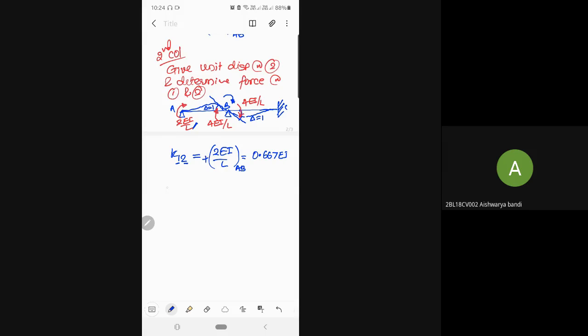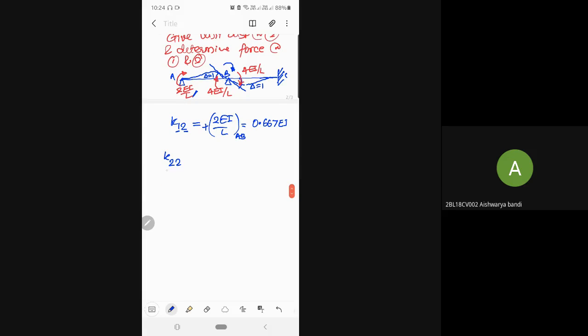Clear? Next value, K22. What is this K22? I am calculating force at 2 due to unit displacement at 2. Still your unit displacement is at 2 and I'm calculating force at 2. So what is that force at 2? 2 is at B. But at B there are two values of forces, 4EI by L and 4EI by L, because at B you have two members connected. So both have forces of 4EI by L each. Both are clockwise and our coordinate 2 is also clockwise.